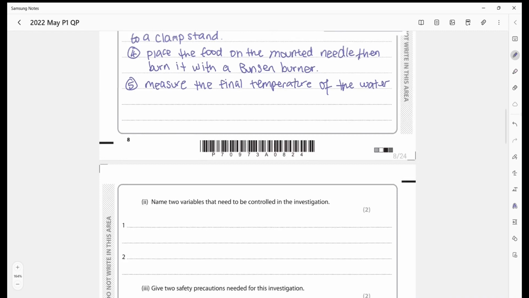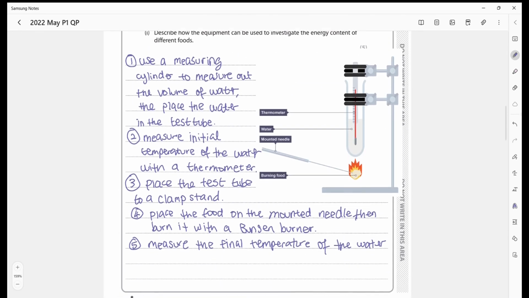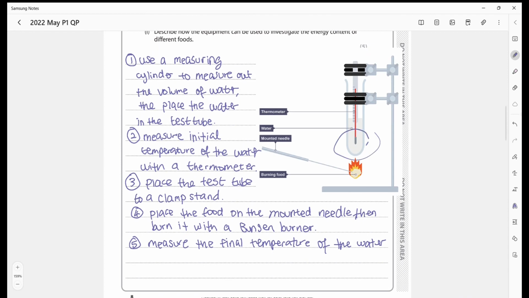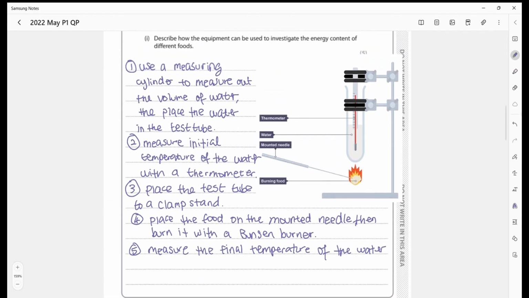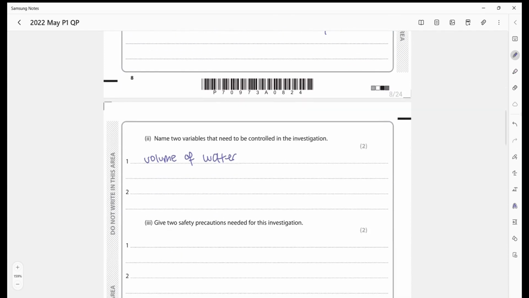Alright, the next part, name two variables that need to be controlled in the investigation. So if you look back at the experimental setup, one of the things that needs to be controlled is the volume of water that's in the test tube. So let's write that down. Volume of water. Another thing that needs to be controlled is the mass of food that you put on the mounted needle. So you can add that as well. Mass of food.